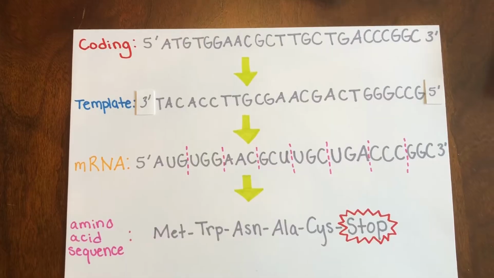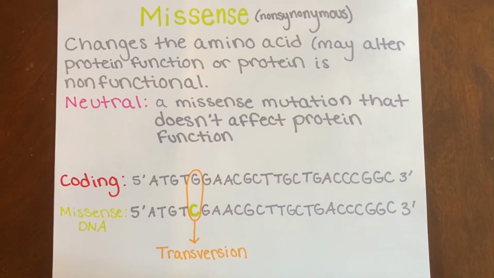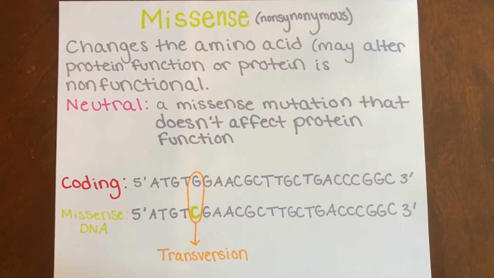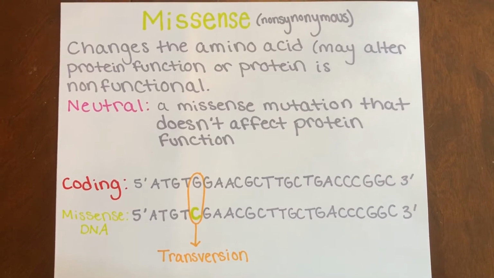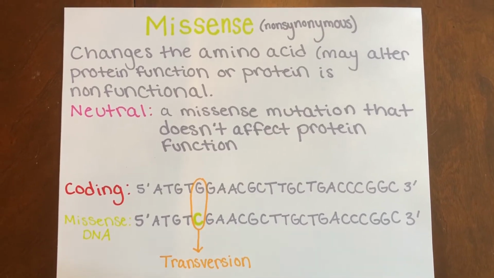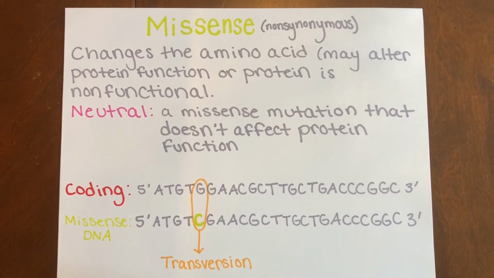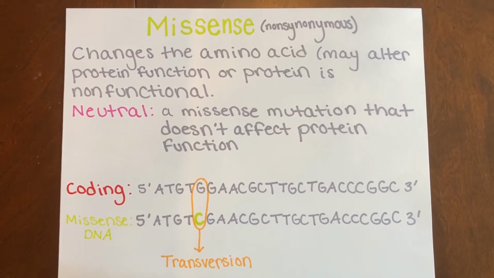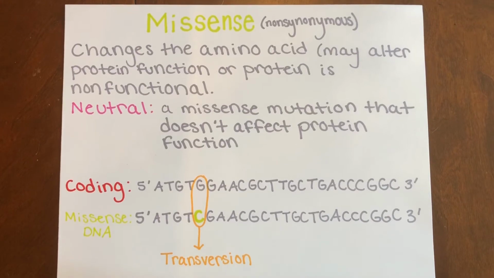The first type of point mutation is a missense, in which the point mutation changes the resulting amino acid. This can either affect the function of the protein or be neutral, in which it does not affect the protein's function. Let's substitute the second guanine of the coding strand with a cytosine, a transversion.